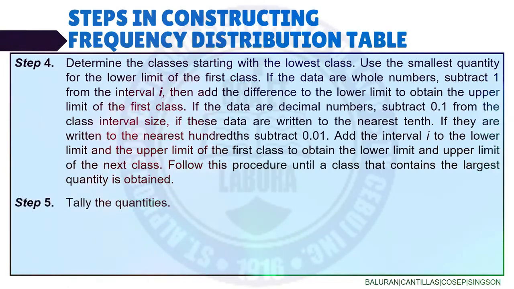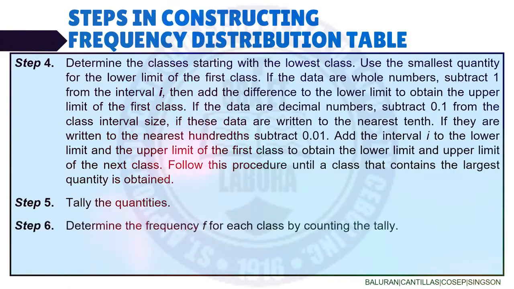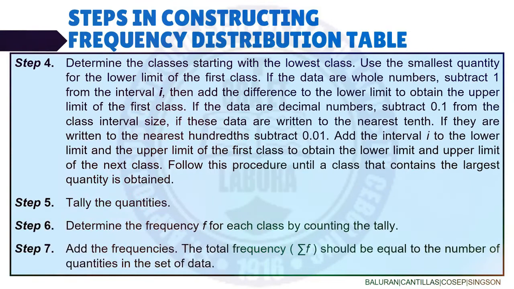Then step 5, we have to tally the quantities. Then step 6, determine the frequency F for each class by counting the tally. Then step 7, we have to add all these frequencies. It is denoted by the summation of F, using the Greek symbol sigma, and it should be equal to the number of quantities in the set of data.